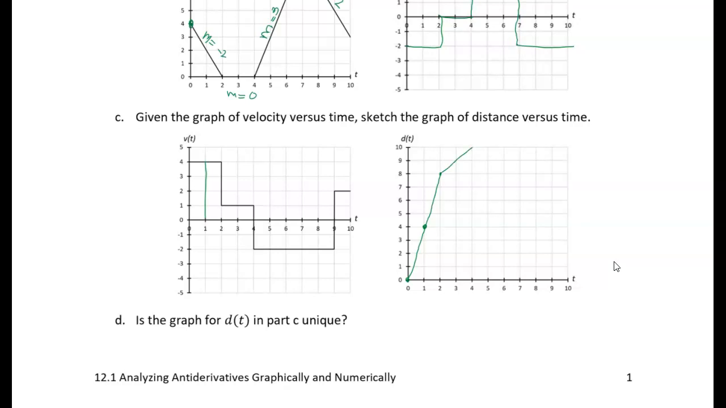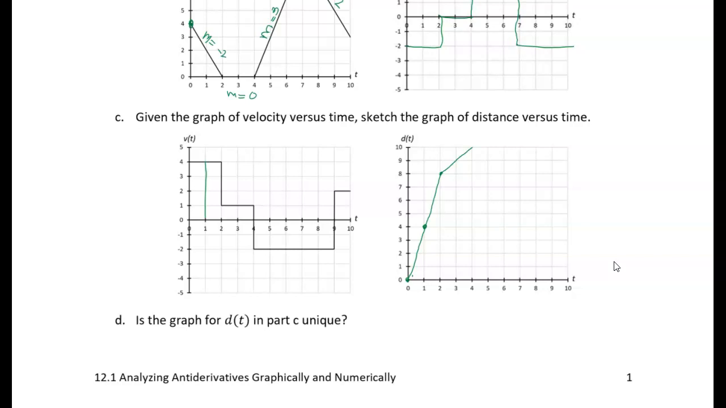And then you could see also another way you could do this is, if you know the velocity, here we know the velocity between 0 and 1 is 4, so that means the slope of the distance graph between 0 and 2 is 4. So you can see I'm drawing a slope of 4. So you can do it with the area method, or you could also just look at slopes.